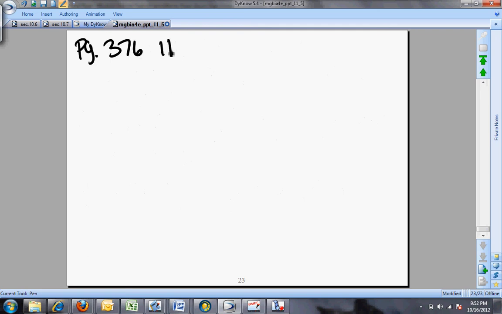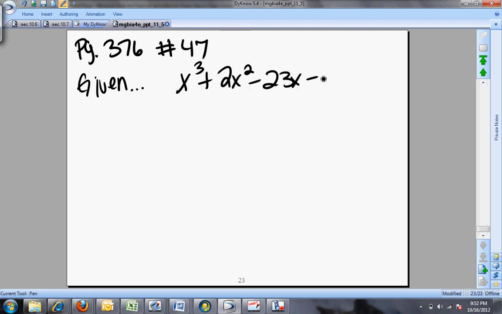Page 376, number 47. Someone asked, when they wrote on the paper, anything from 5.6. So I picked this one, number 47. It says, given a polynomial and one factor, find the remaining factors. So you're given x cubed plus 2x squared minus 23x minus 60, and one of the factors is x minus 5. Well, I'm going to divide out one of those factors and see whatever is left. That should be the other factors.